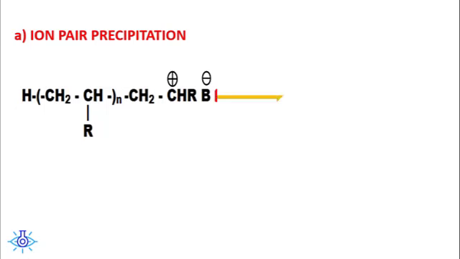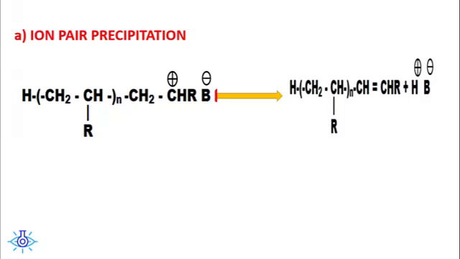In ion pair precipitation, donation of a proton takes place from the polymer to the counter ion. This results in the formation of a double bond in the end product, and thus it arrests the growth of the chain. So H plus B minus is obtained. B minus is nothing but a BF3 hydrate.